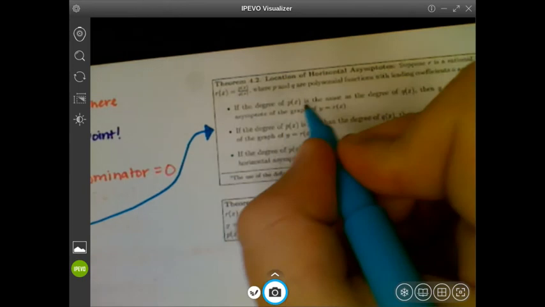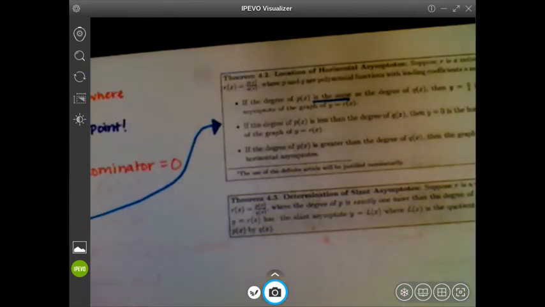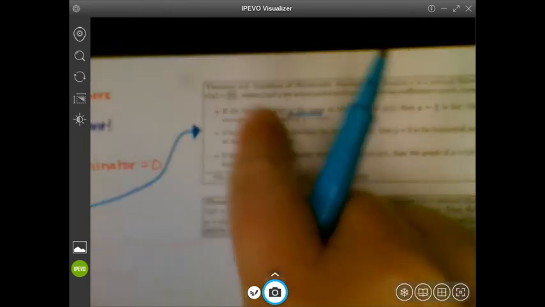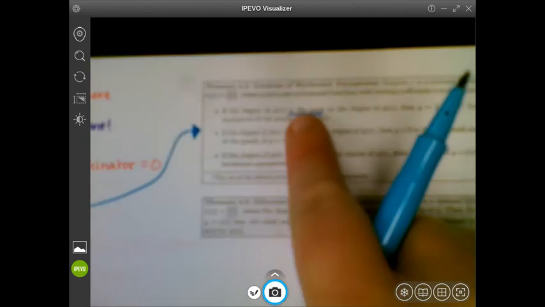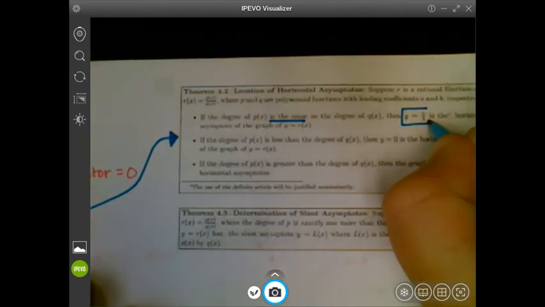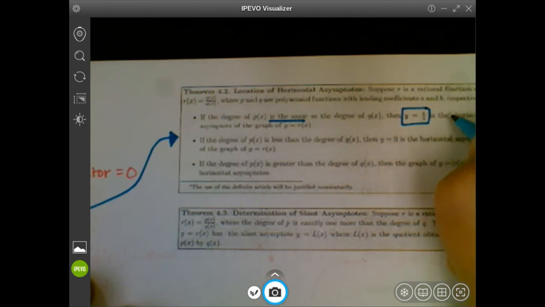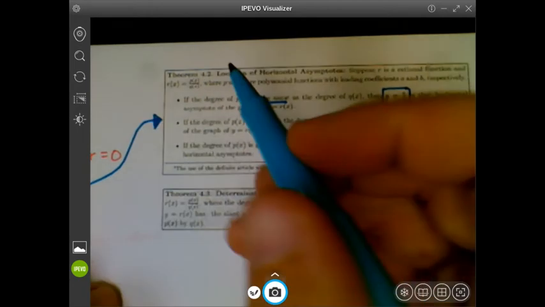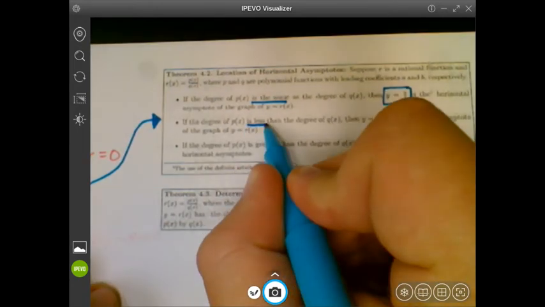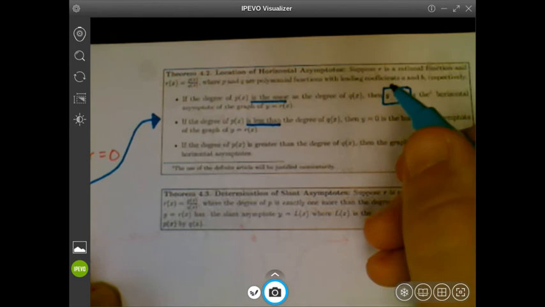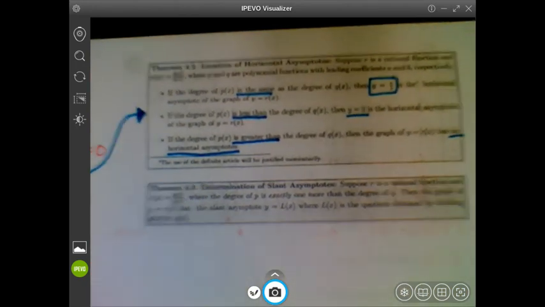If the degree is the same for the top and the bottom, that's what it's saying here. The degree of p of x, that's the top. The degree of q of x, that's the bottom. If the degree is the same, then you're going to have a line, y equals a over b, where a is the leading coefficient of the top and b is the leading coefficient of the bottom. And we will see examples, I promise. If the degree of p is less than, so the top is less than, then it's going to be at y equals 0. If the top is greater than, then there is no horizontal asymptote. And we will see these.